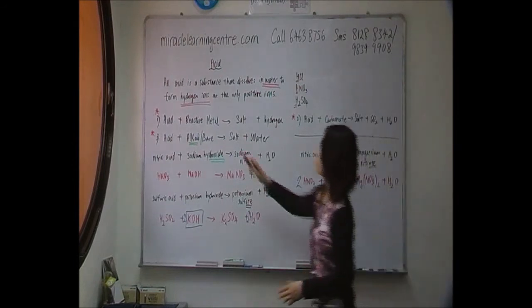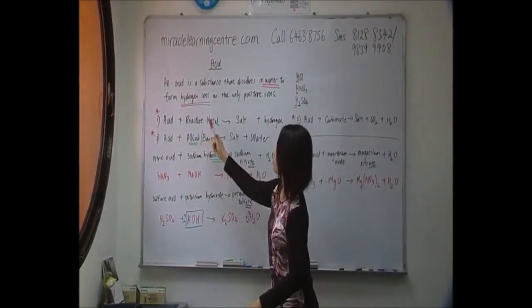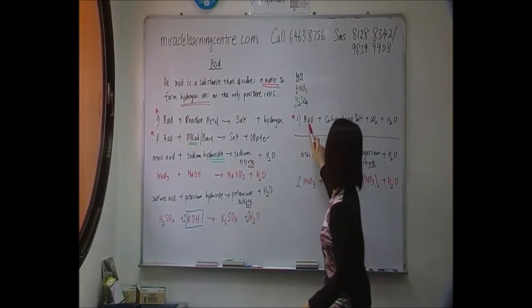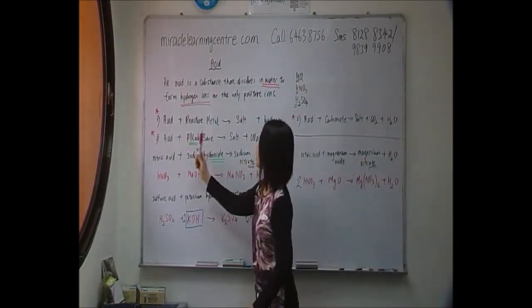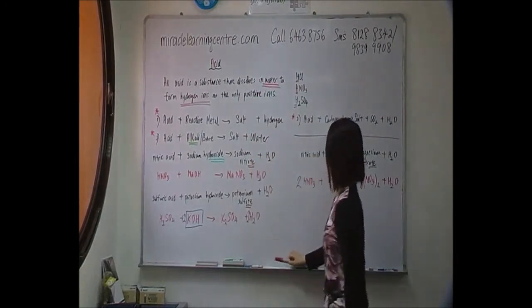So remember that you have to memorize this: acid reacting with reactive metal, you get salt and hydrogen. Acid reacting with carbonate, you get salt, carbon dioxide and water. And acid reacting with alkaline or base, you get salt and water.